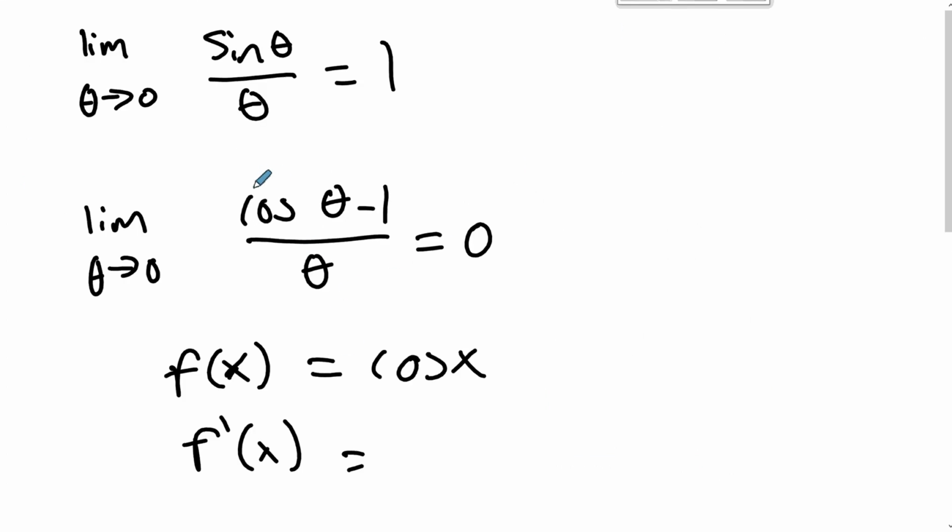So these are the formulas that I used. The limit as our angle goes to 0 of sine of that angle divided by that same angle equals 1, and cosine of that angle minus 1 over that same angle equals 0. And then we can also prove, in kind of the same way, that the derivative of cosine is minus sine of x. So the derivative of cosine is minus sine of x. You can see that from the graph, as well as a proof.